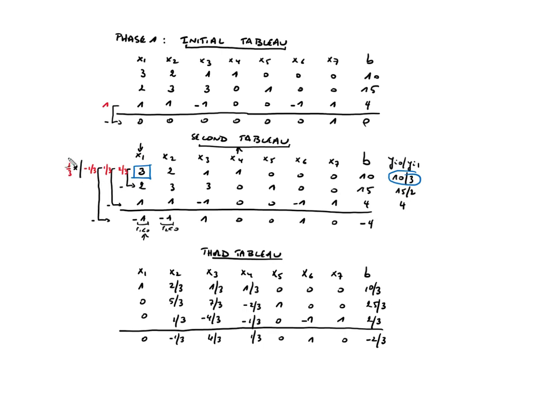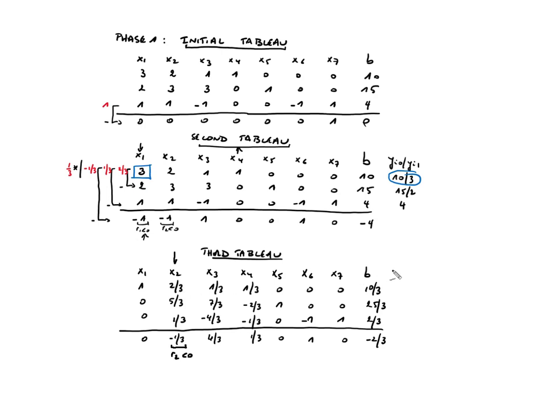If you do the following elementary operations on the second tableau, you end up with the third tableau. We can see that it's not yet optimal because our 2 here is negative, right? So this means that x2 is going to join the base, and we have to look at which variable is going to leave the base.